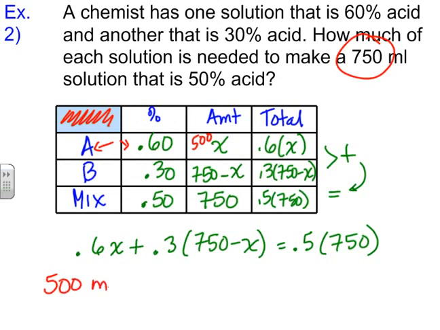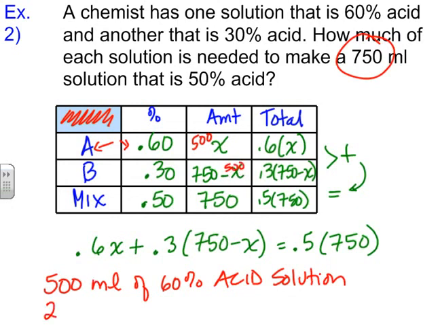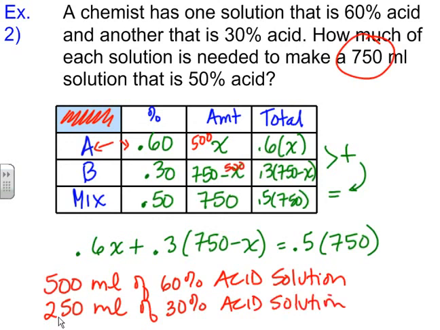500 milliliters of 60% acid solution. Since this is 750 minus x, it would be 750 minus 500. If we subtract those from each other, we're going to get 250 milliliters of 30% acid solution. And we can see 500 plus 250 is the total amount of 750.